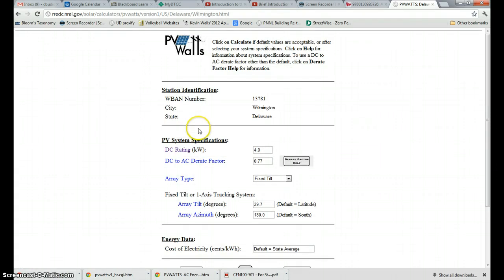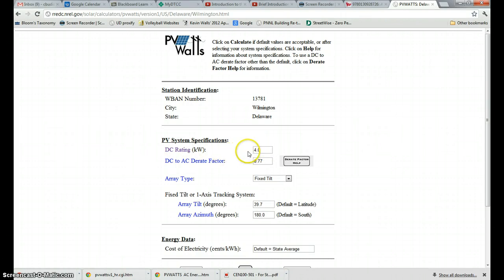Okay, so let's look at a couple different things. Obviously, we're in Wilmington, Delaware. There's an identification number up here, and there's a bunch of information. The DC rating, and this is the rating of the photovoltaic modules themselves, because photovoltaic modules output DC power, or direct current power. So, right now it's 4 kilowatts.